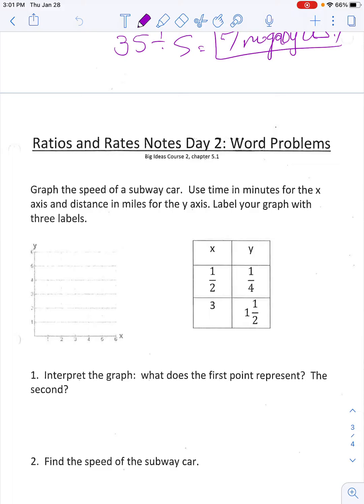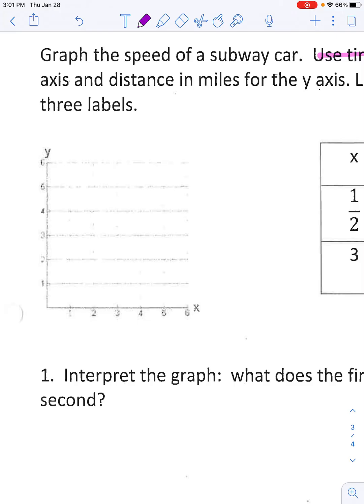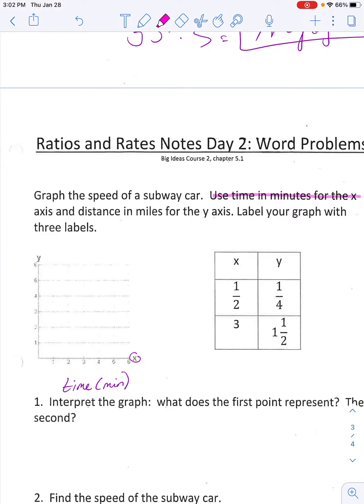Ratio and rates, day 2, word problems. We're doing this all in one day because there are just a few word problems, okay? We're going to learn how to graph a few of these ratios and rates today. We're going to graph the speed of a subway car, using time in minutes for the x-axis. Remember that this is the x-axis, and they said use time in minutes. So that's how we're going to label the x-axis.